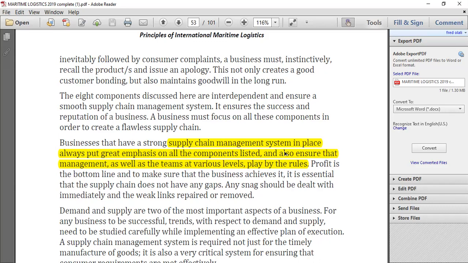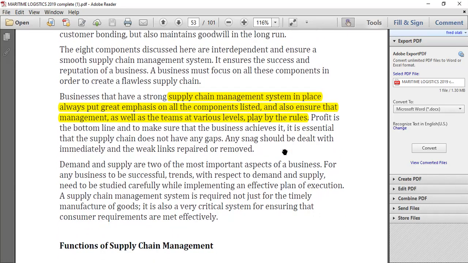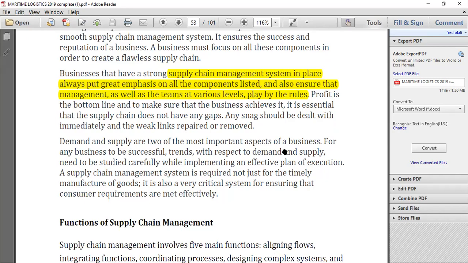So profit is the bottom line, and make sure that the business achieves it. So it is essential that the supply chain does not have many gaps, so any snag should be dealt with immediately, and the weak links need to be repaired or removed if possible. So demand and supply are two of the most important aspects of a business. So for any business to be successful, trends with respect to demand and supply need to be studied carefully while implementing an effective plan of execution.